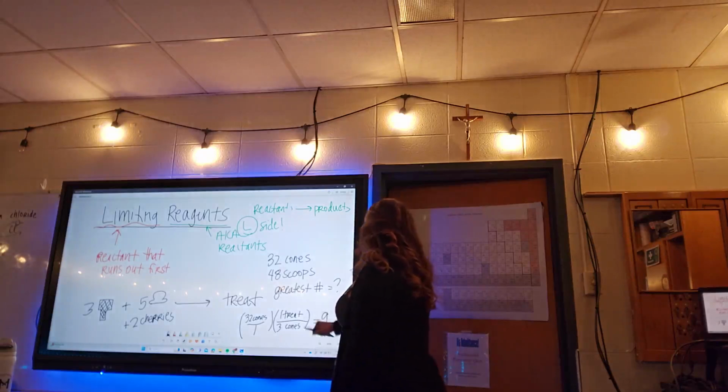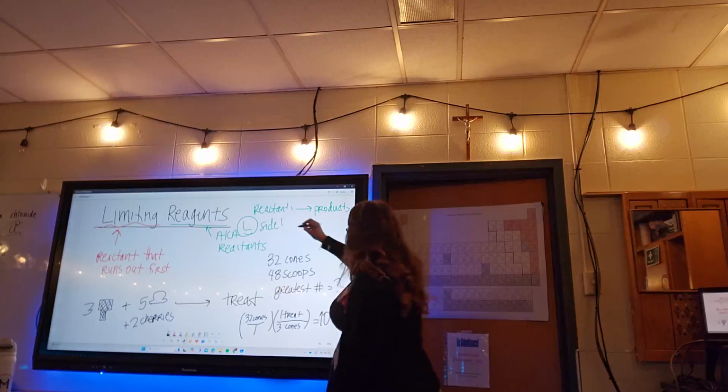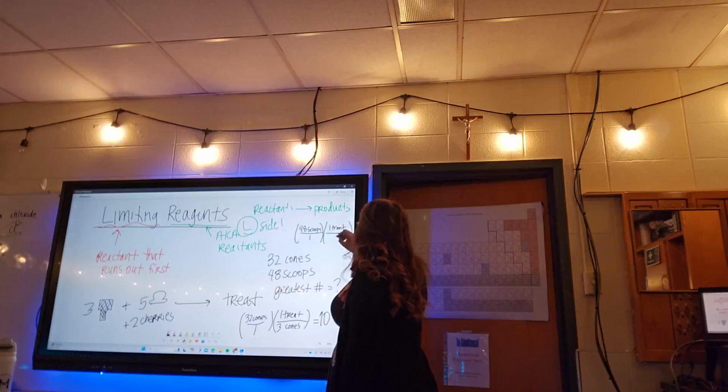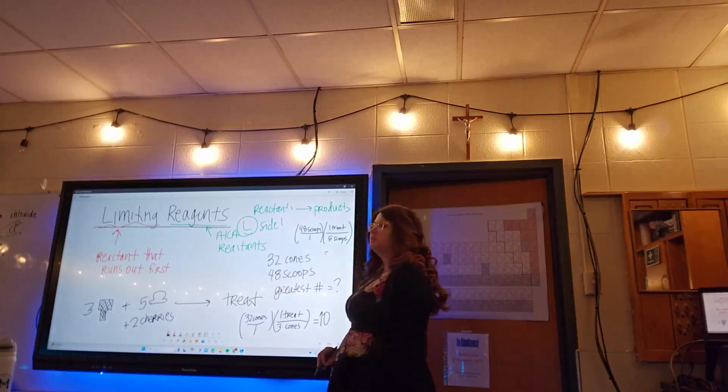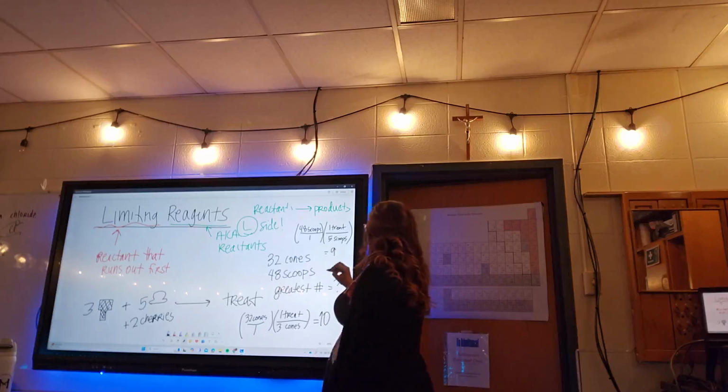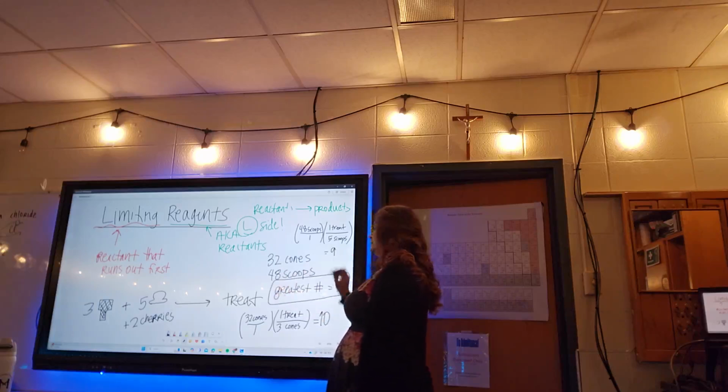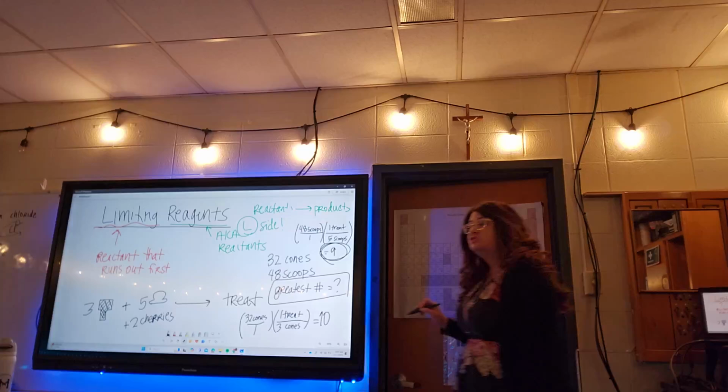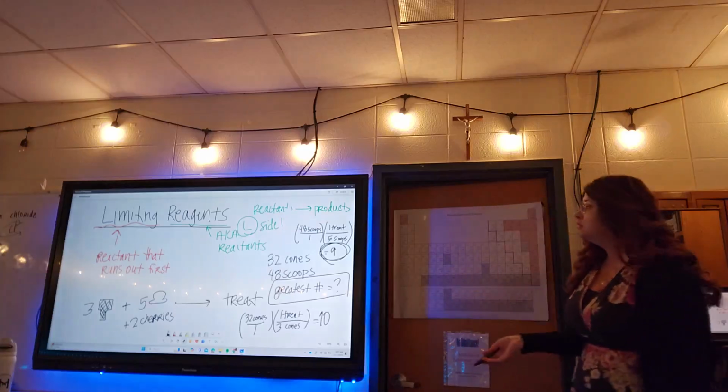Or a little bit less than 11. We can make 10 full treats. A lot of treats. If we have 48 scoops, we can also do stoichiometry with the scoops. In order to make one treat, how many scoops do we need? In other words, what's the stoichiometric coefficient? 5. So 48 divided by 5 is less than 10, right? So 9 full treats. What's the greatest number of treats you can make from these two ingredients? You can only make 9, because your scoops of ice cream are going to run out before your cones.